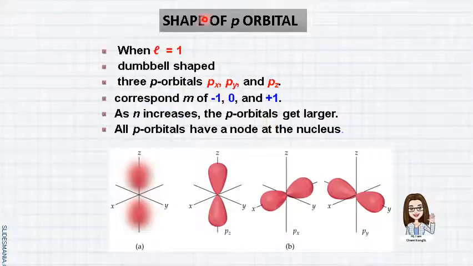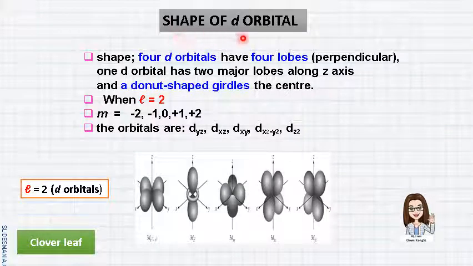And then when L equal to 1, it is a p orbital, so we get px, py, pz due to the magnetic quantum number M being -1, 0 and +1. As n increases, the p orbital gets larger, same concept as just now. All p orbitals have a node at the nucleus. The one lying along the z-axis is pz, lying along the x-axis is px, lying along the y-axis is py.